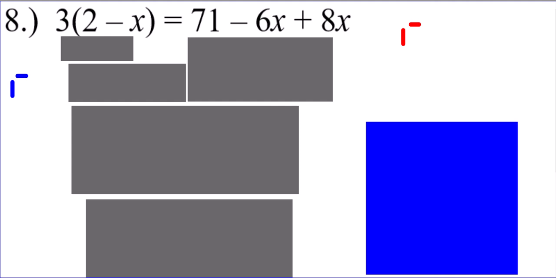Okay, I want you to try the last 4 problems on your own. We got 8, 9, 10, and 11. Hit pause, take your time, do those 4 problems, 8, 9, 10, and 11, and then hit play when you're ready to see how you did. Okay, did you already do 8, 9, 10, and 11? If not, hit pause now and do them.